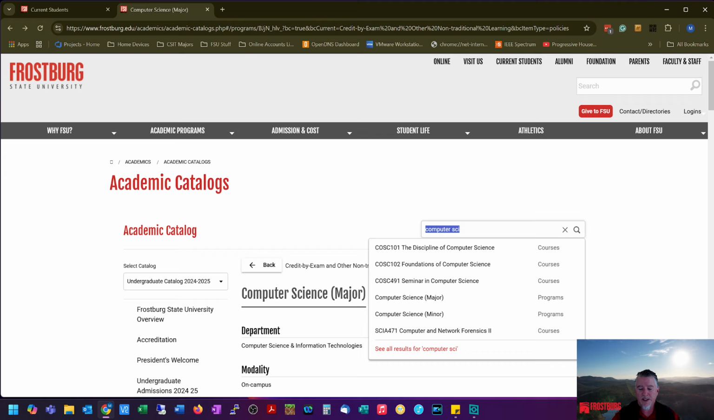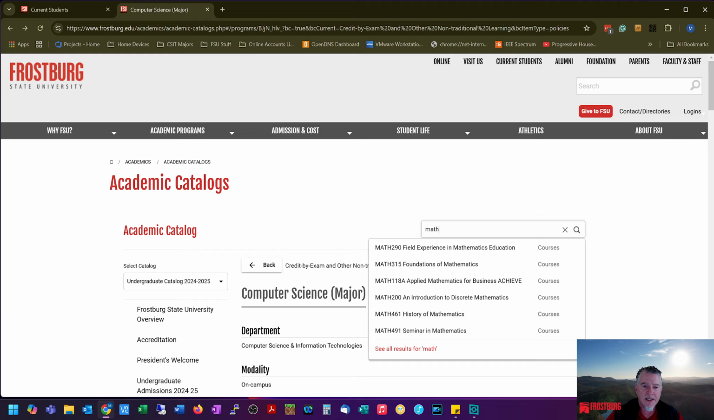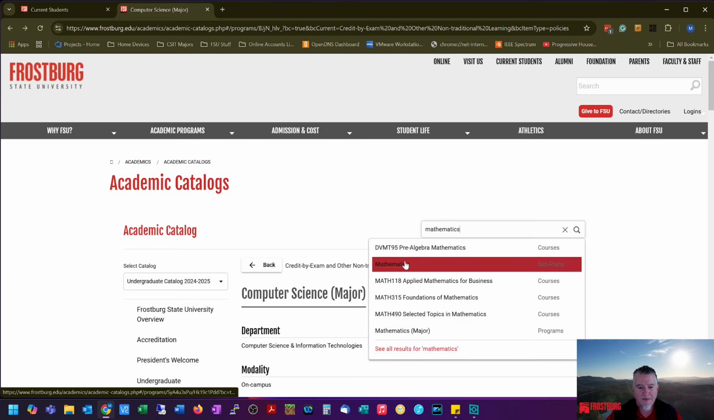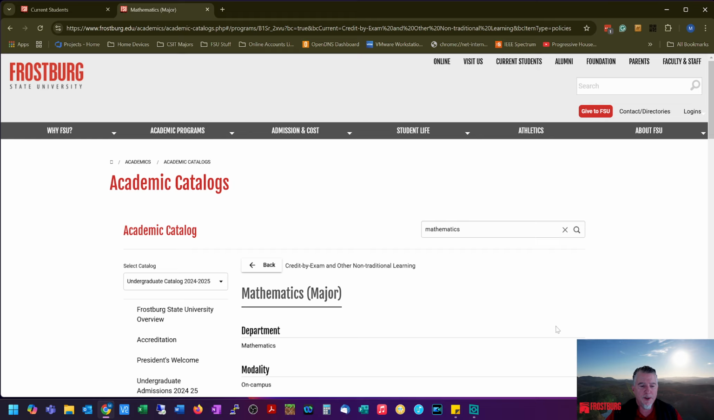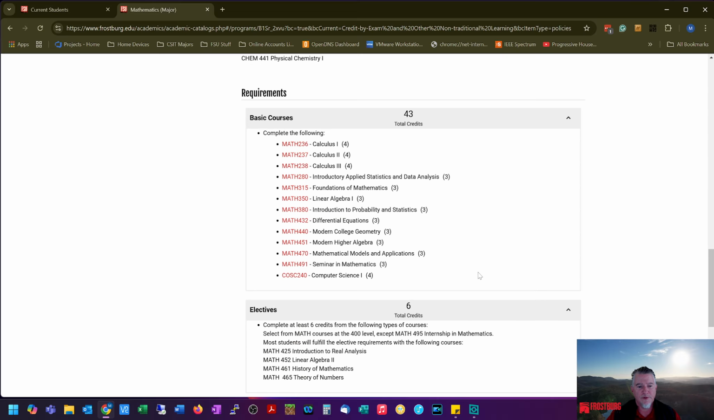Just out of curiosity, so you understand that all majors are not created equal, let's look at a mathematics degree and see what that is like. So I'm going to come in to the mathematics major, and you're going to notice that it's substantially smaller. So here's the mathematics. You have to do 43 hours and an additional 6.